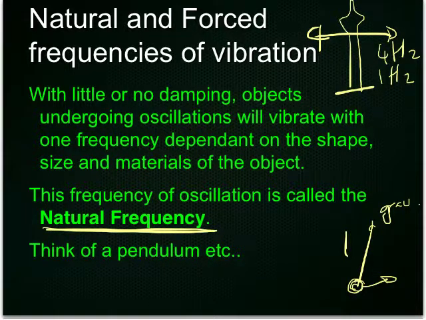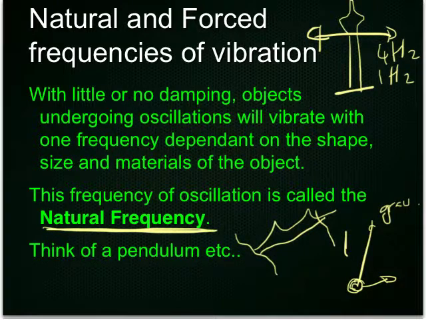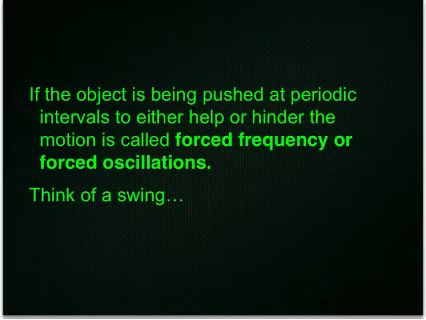So you build a bridge across a river. It will oscillate back and forth, maybe with a natural frequency. So that's where people get scared about people running across bridges and things. If everyone runs in time, you can create a resonant effect, where the energy will build up. So if the object is being pushed at periodic intervals to either help or hinder the motion, it is called a forced frequency or forced oscillation.